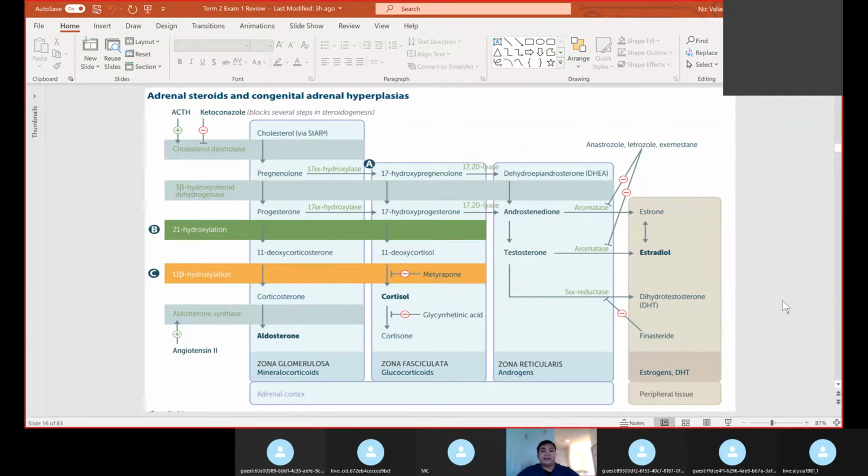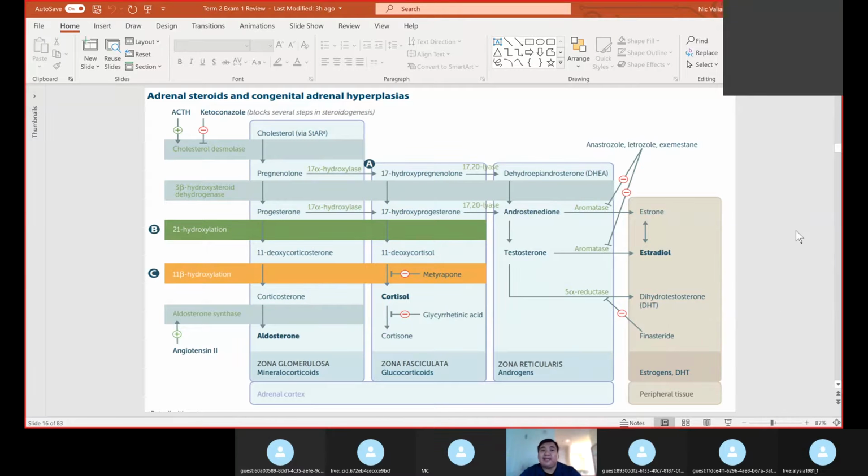Adrenal steroids and congenital adrenal hyperplasia. I want you to know only 3 enzymes: 17, 21, 11. Right? So remember, 17 alpha hydroxylase is for everything. It can synthesize aldosterone, cortisol, and the others. 21 is only used where? Synthesis of aldosterone and cortisol. So it's 11 beta hydroxylase.